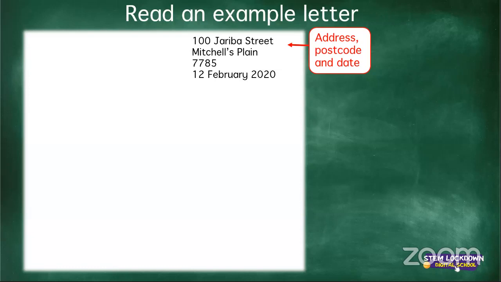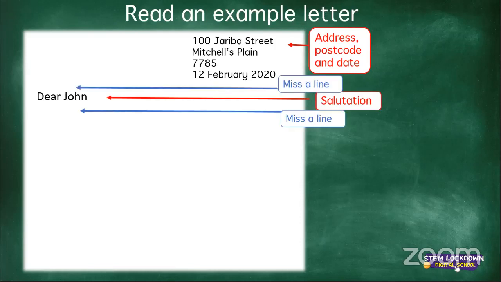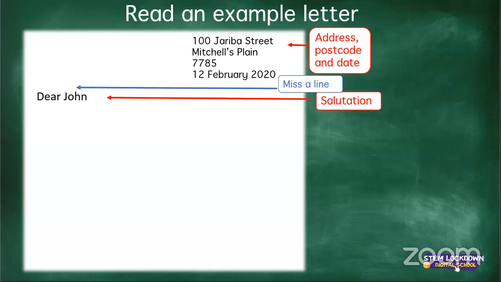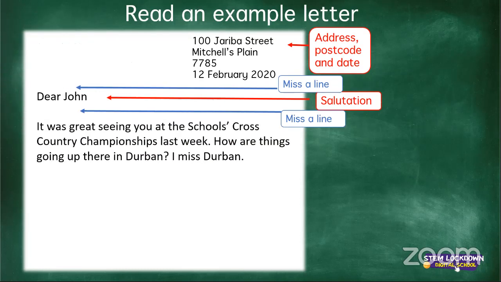Now, I want you to notice this very carefully because I'm going to do a little quiz after this to see if you've been watching, okay? And noticing all the different parts of a letter. Okay, so after the address, we miss a line, and then we write the salutation. Salutation. Do you want to say that word with me? Salutation, like salute. Dear John. All right, you got that? Salutation. And then we miss another line, and then we start the letter.